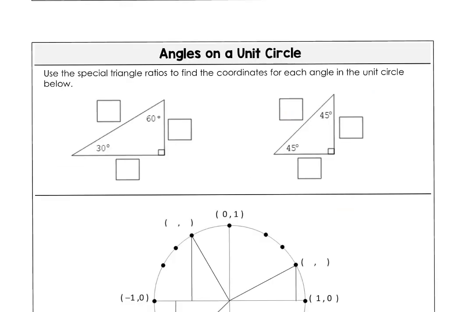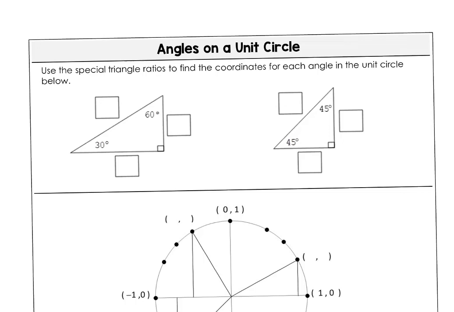So angles on the unit circle, we're going to look at the two famous triangles from geometry, the 30, 60, 90 and the 45, 45, 90. Remember from geometry, the smaller side had the shortest measurement across from the smallest angle. So 30 had the relationship of 1 and square root of 3 and 2.